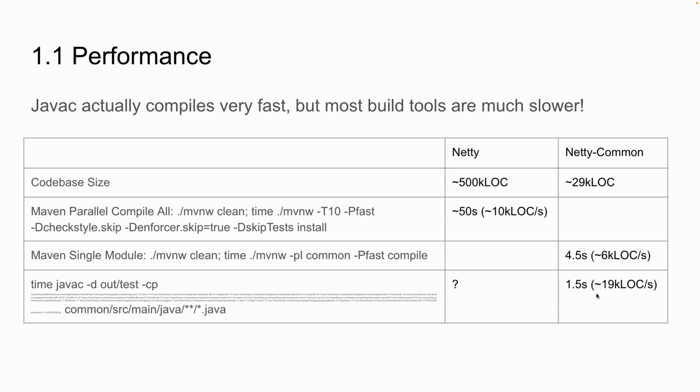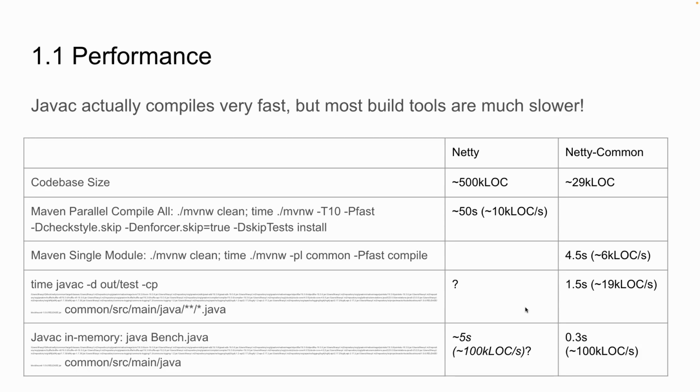So to see how fast it can be if run properly as a long-lived Java process, we can run javac in memory. And if we do so, we'll see that instead of taking 1.5 seconds to compile this submodule, it takes 0.3 seconds. So in theory, we should be able to compile the whole Netty code base in 5 seconds on one core, but instead we're taking 50 seconds on 10 cores. So that's how much overhead the build tool adds on top of the Java compiler. And you should see this live.